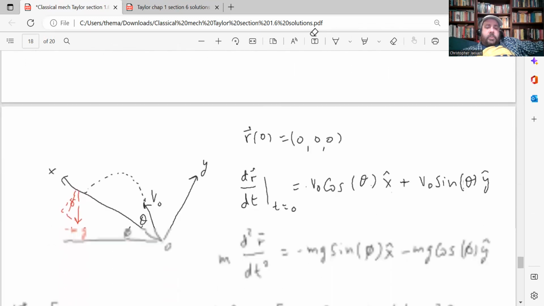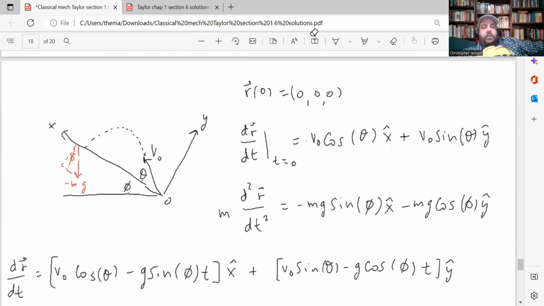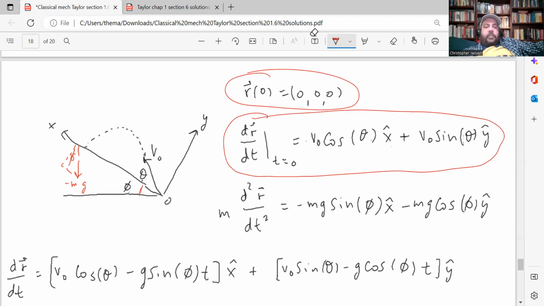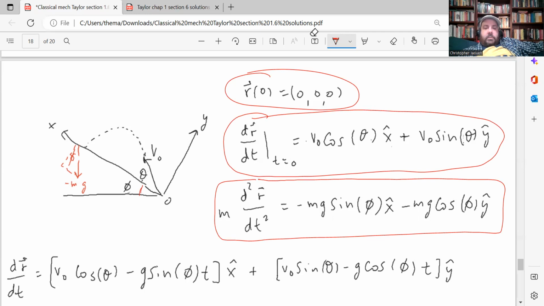Right. So start by drawing the picture, which I have here. We have an inclined plane that makes an angle phi with the horizontal, and we're defining our coordinates exactly the way they said to define it in the problem. We have the acceleration due to gravity and its components in the x and y direction. So write down all the information that we have. The initial position is 0. This is our initial velocity, and then using Newton's second law, we write down the acceleration, which is this.